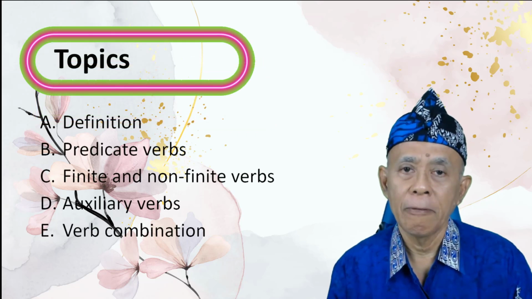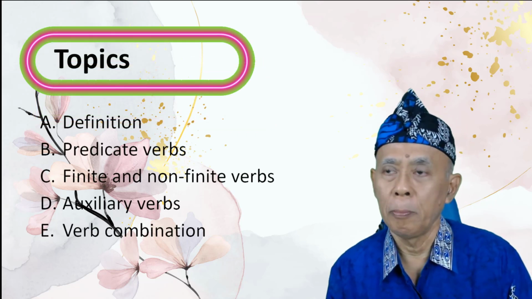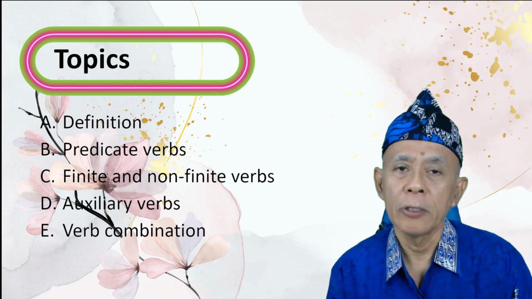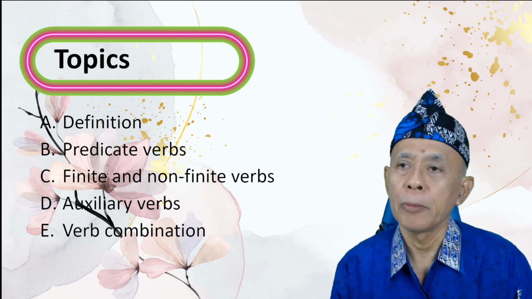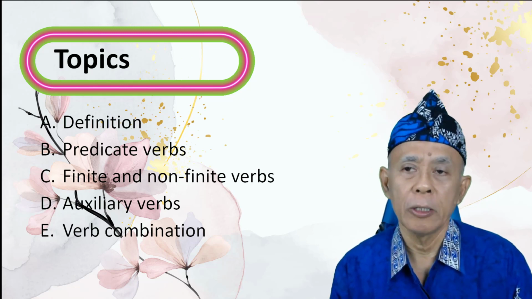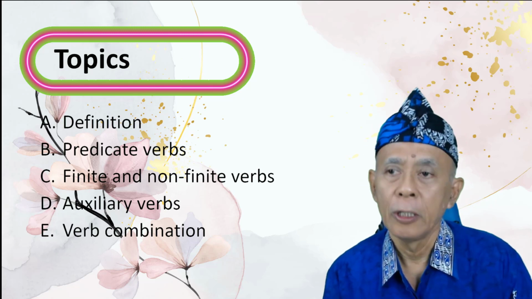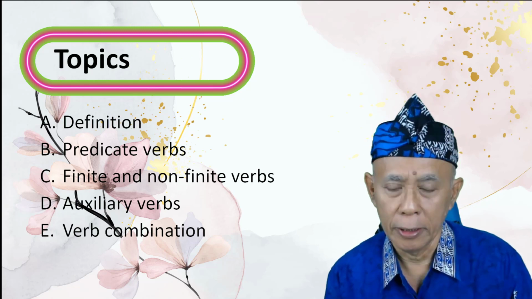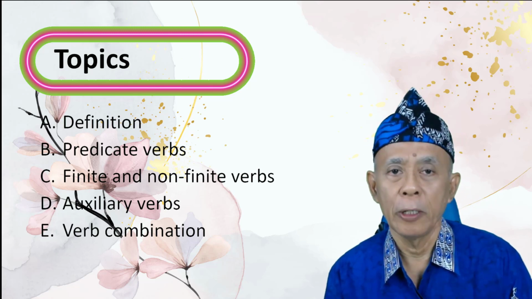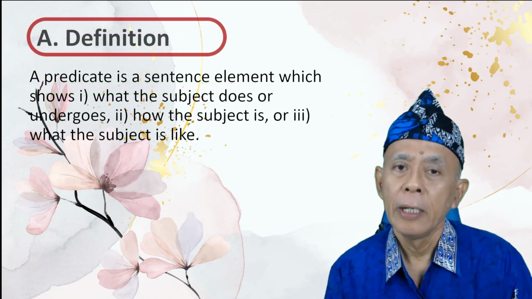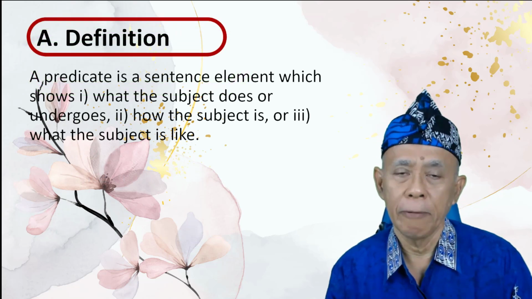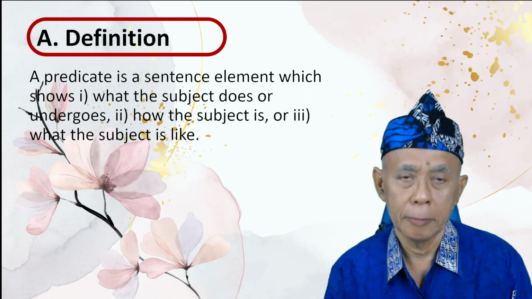We have 5 topics to talk about predicate. The first is definition. The second is predicate verbs. The third is finite and non-finite verbs. The fourth is auxiliary verb. And finally, we'll talk about verb combination. Now, let's start with the definition of a predicate.